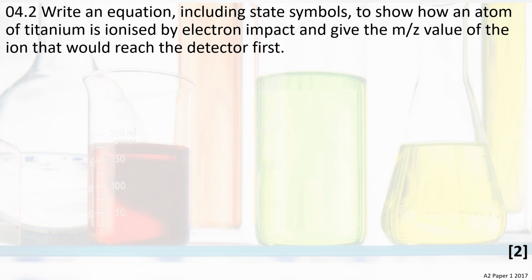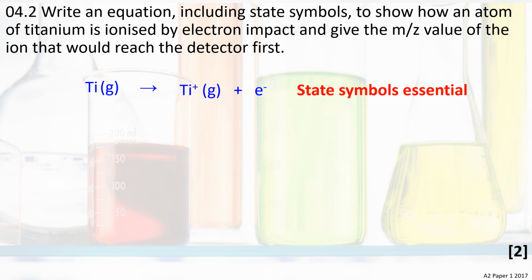Atoms have to be ionized so that they will accelerate through the flight tube and so that they will produce a current that can be measured at the detector. One way of doing this is by firing electrons at gaseous atoms in a sample. These electrons knock another electron out of the atoms. You must include the state symbols. The atoms and ions are gaseous. Ions with a lower mass travel the fastest and will reach the detector first.